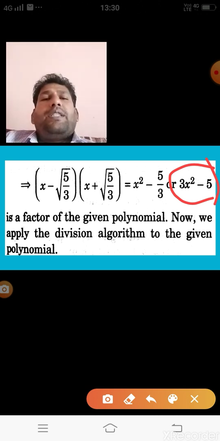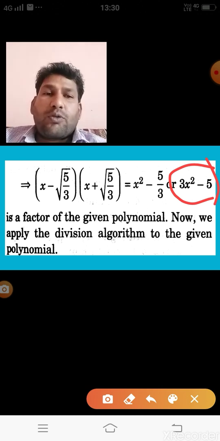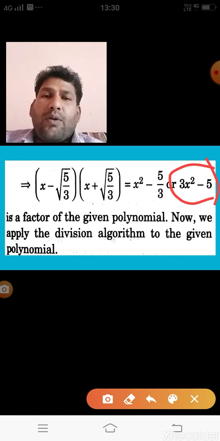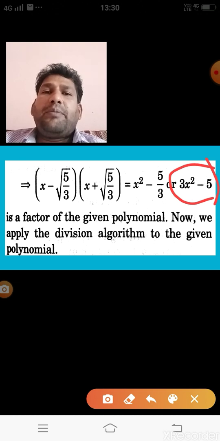First of all, in this question we have to make the divisor. For making the correct divisor, you get 1 mark. This is a 4 marks question. Up to this step, you just multiply: take the given zeros as alpha and beta, and x minus alpha into x minus beta gives a polynomial, and that polynomial is the divisor.